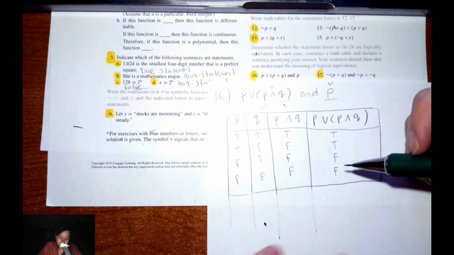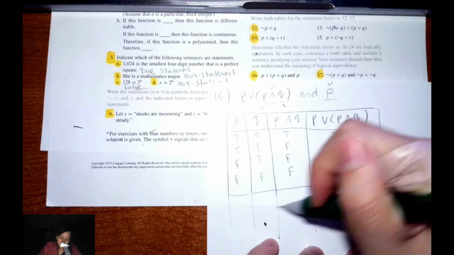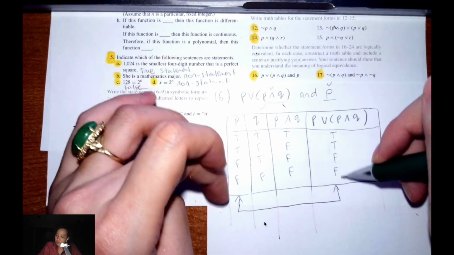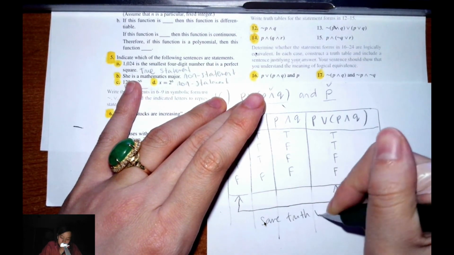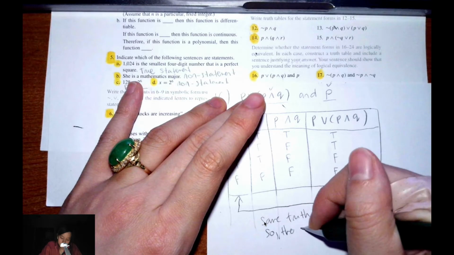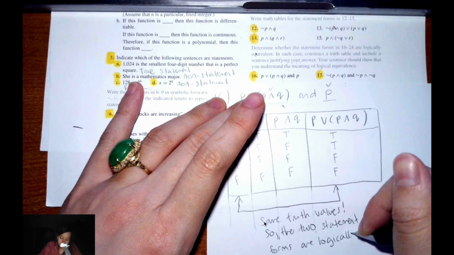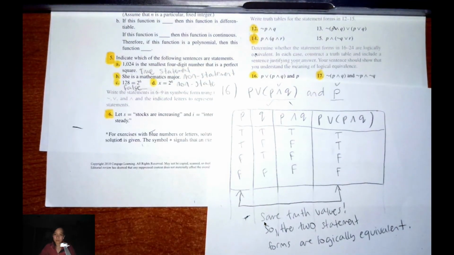And then we're comparing P or (P and Q) versus P. And look at this, they have the same truth values. So all we have to write is: same truth values, so the two statement forms are logically equivalent. Bam! That's it.